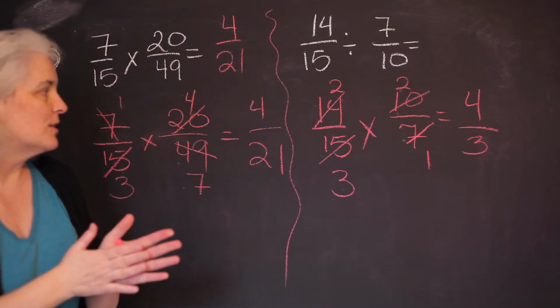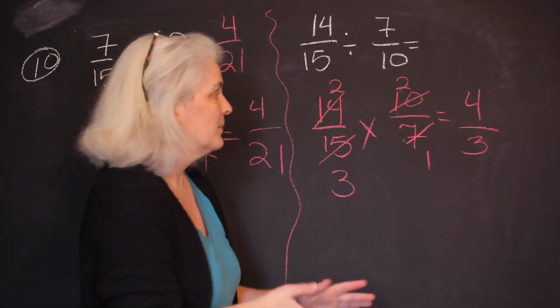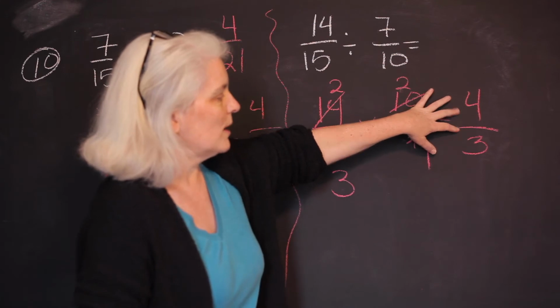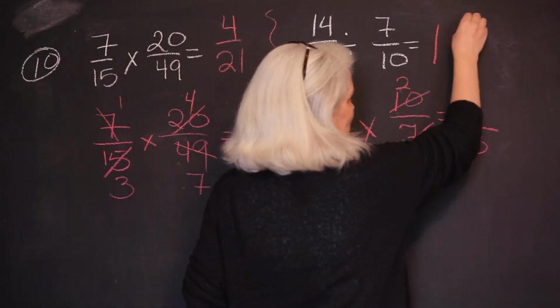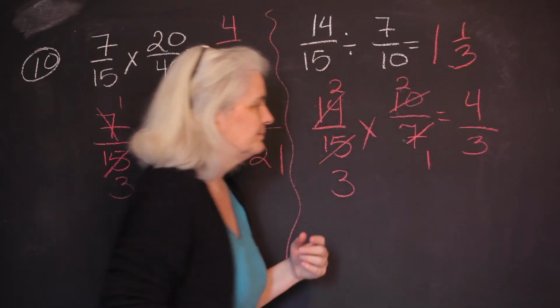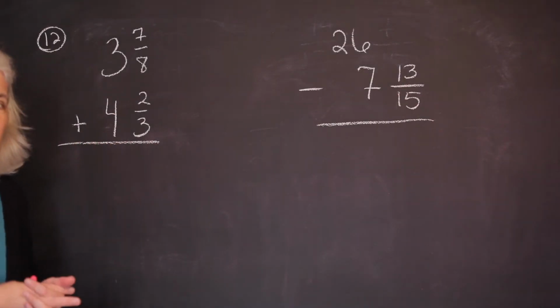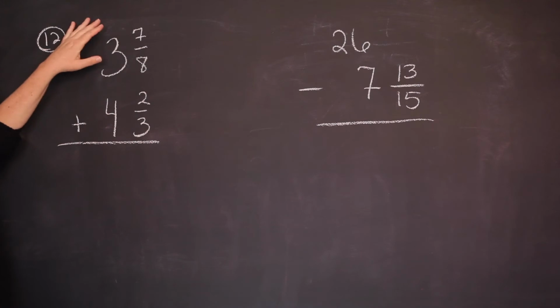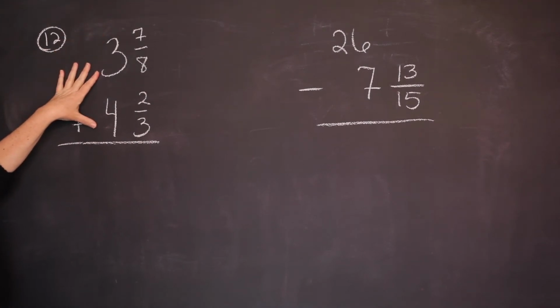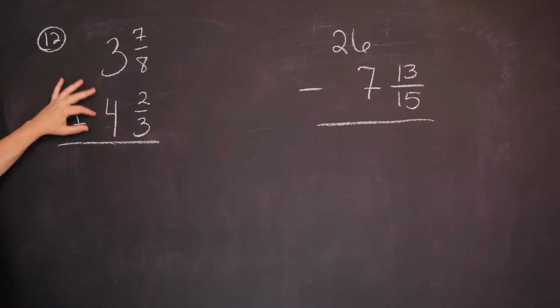The instructions said to write this in simplest form. So this is bigger than 1, so I have to rewrite it as a mixed number, which would be 1 and 1/3. Okay, so these are problem numbers 12 and 13 on page 3 of the basic skills test. The first one asks us to add these two mixed numbers. I have 3 and 7/8 plus 4 and 2/3.